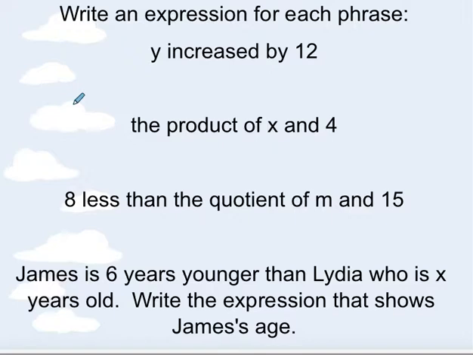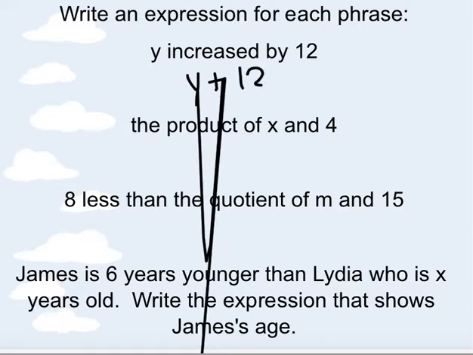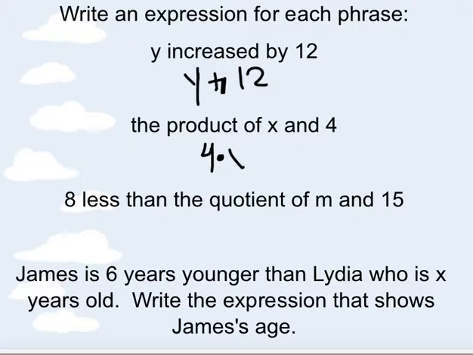Let's start with y increased by 12. Well, if we have y and we are increasing, that means we're adding 12. Okay. The product of x and 4, well, that is multiplication, so we are going to say times, and we always want to put the 4, our coefficient, first. So 4x.